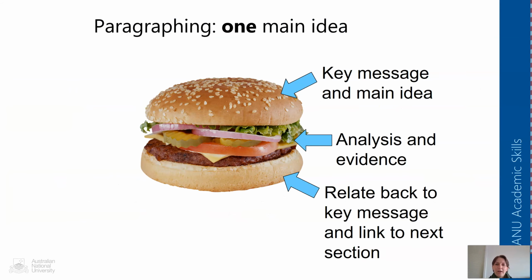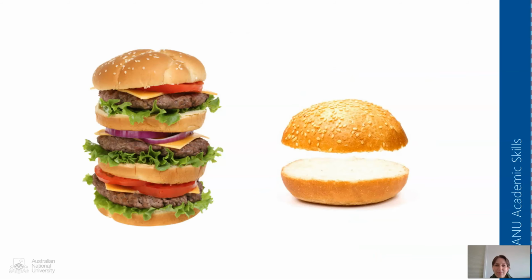So think about your paragraphs as being one main idea per paragraph. Your topic sentence has to contain your key message. So why is that relevant to the overall report? Also, what's the main point of the paragraph? Then contain the evidence and the analysis that you do. Finally, have a linking sentence at the end which summarizes what overall you found and why that is relevant to your key message.